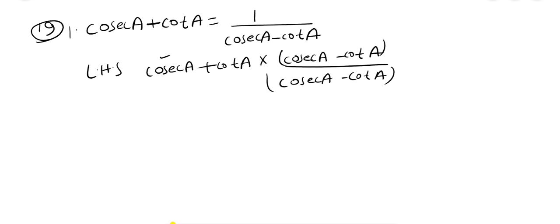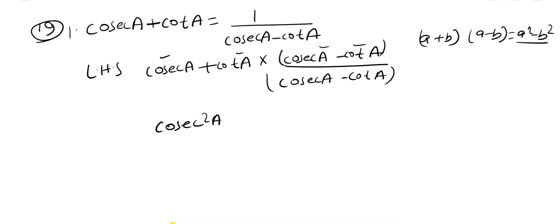So see here, this is the form A plus B and A minus B. What formula is that? A plus B times A minus B. Those who know this can watch the video a little faster, at 1.5 or 1.25 speed. It gives A square minus B square. But those who don't know, you have to go through the basics.